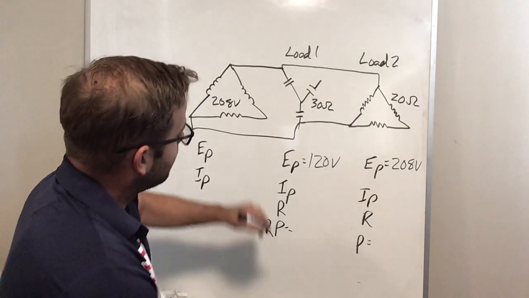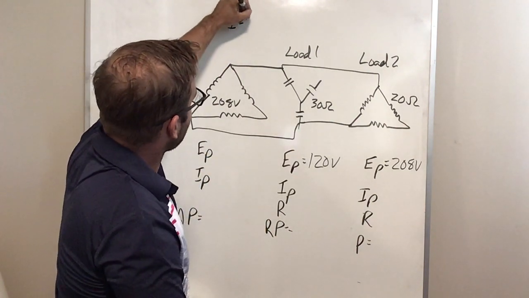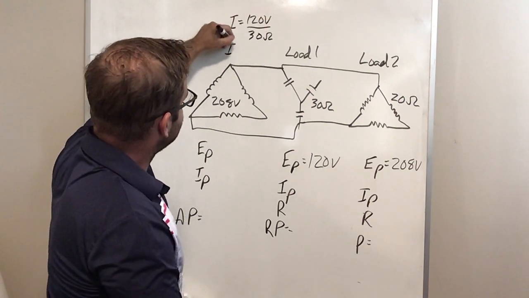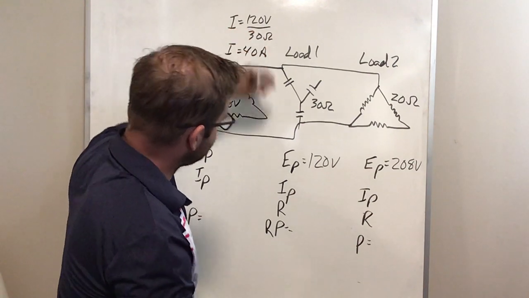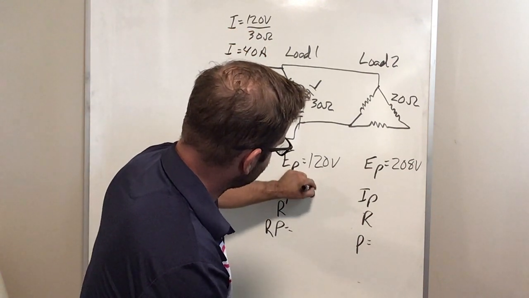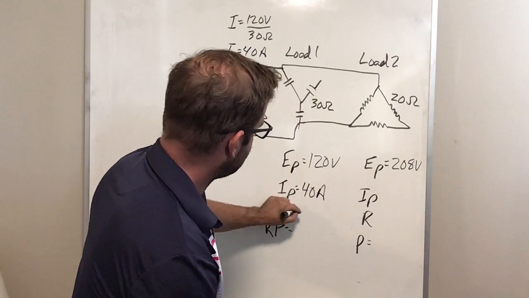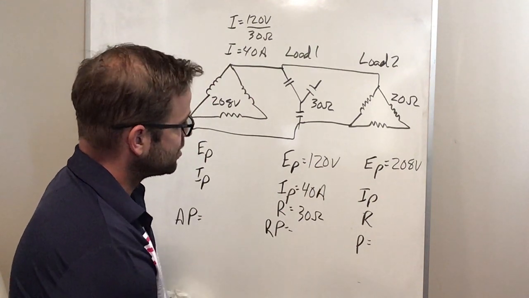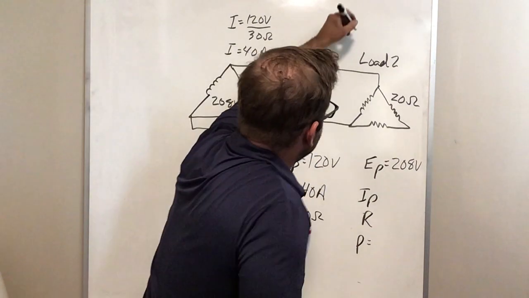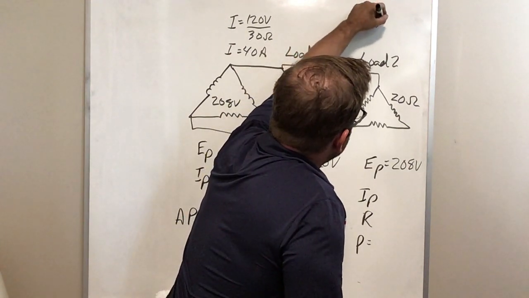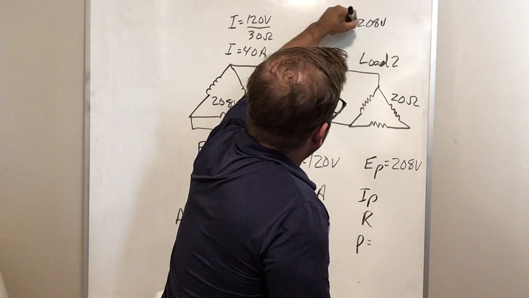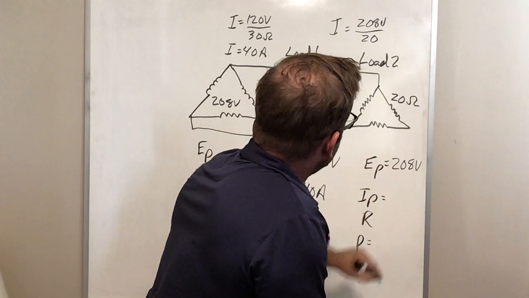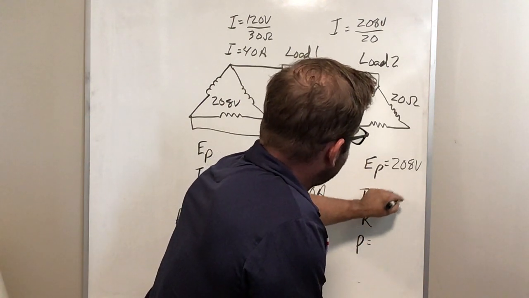Now let's look at our currents. If we use Ohm's law, 120 volts divided by 30 ohms gives us a current of 40 amps. So we've got 40 amps here. That was 30 ohms. And in load number 2, which is a resistive value, we're looking at the same thing, where we do 208 volts divided by 20, so that should be 14, I believe, amps.